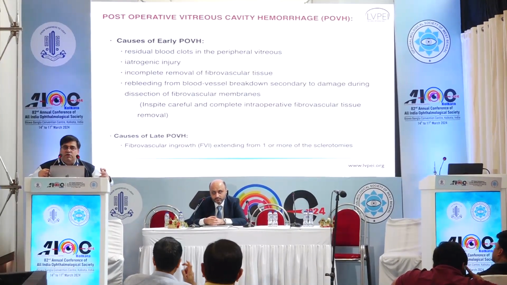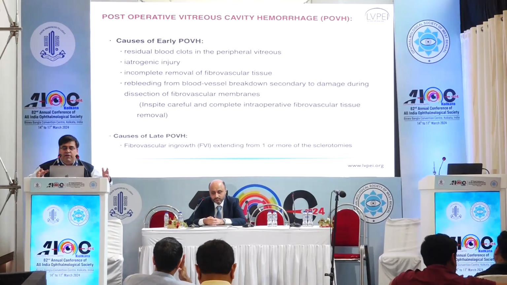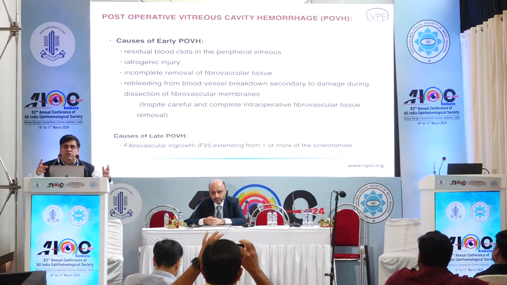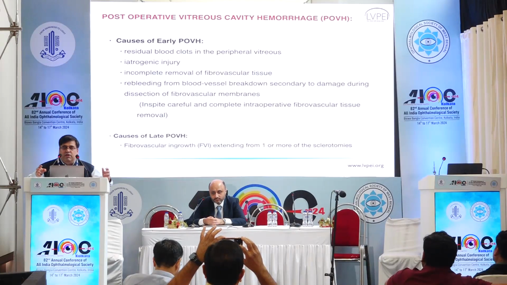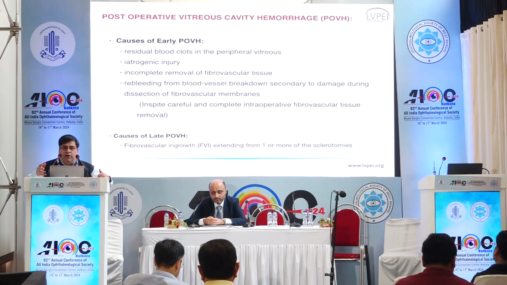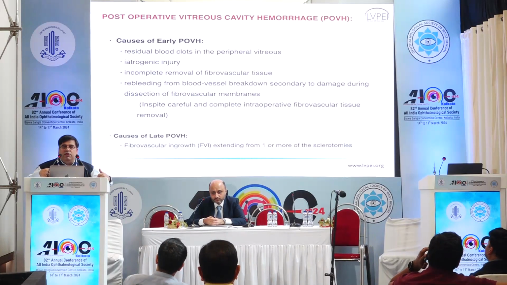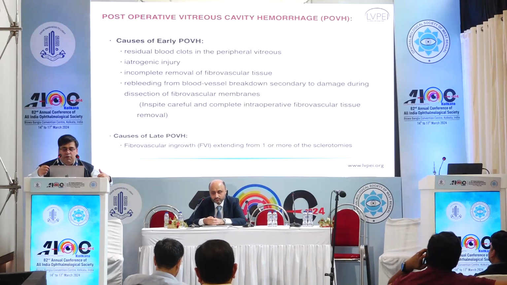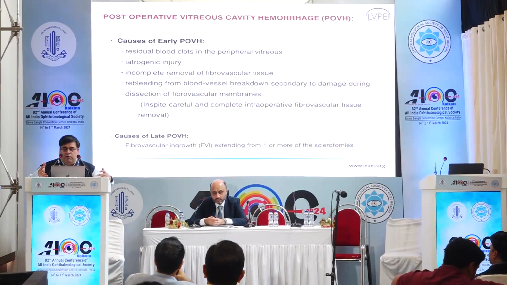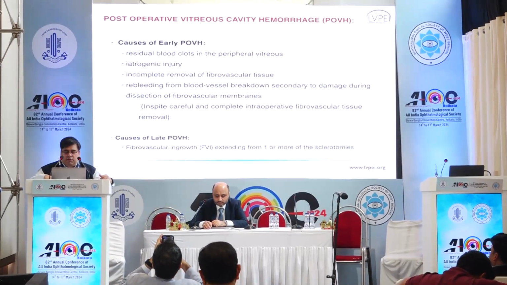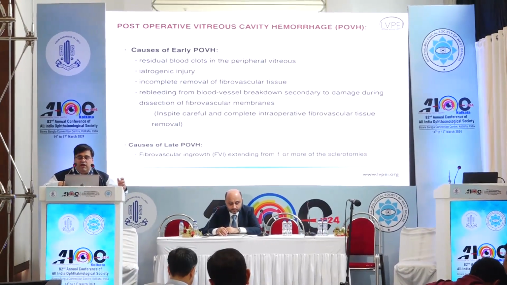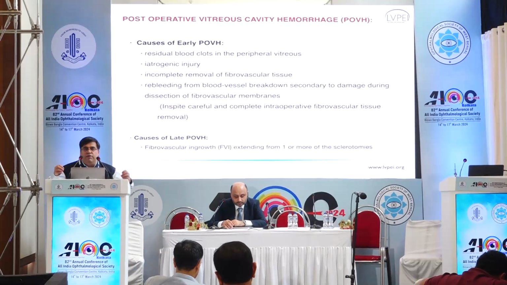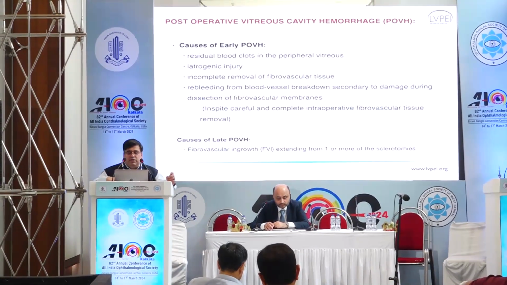Most of the causes of early post-operative vitreous cavity hemorrhage are some amount of residual clots that you have left in the peripheral vitreous, any iatrogenic injury which you fail to identify, or a bleeder which you fail to identify on table. You have left an incompletely removed fibrovascular tissue which is still pulling onto the membrane, or rebleeding from a blood vessel breakdown secondary to the damage during the dissection of these membranes. Late POVH happens because of an ingrowth, which most often happens at the sclerotomy sites.